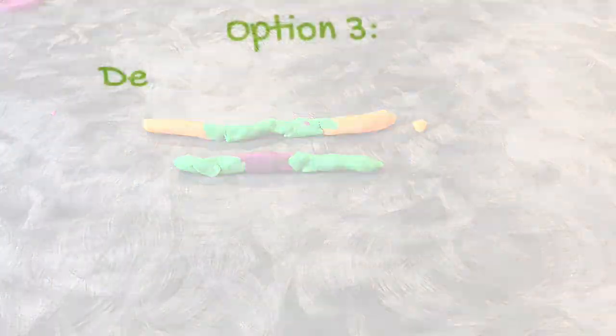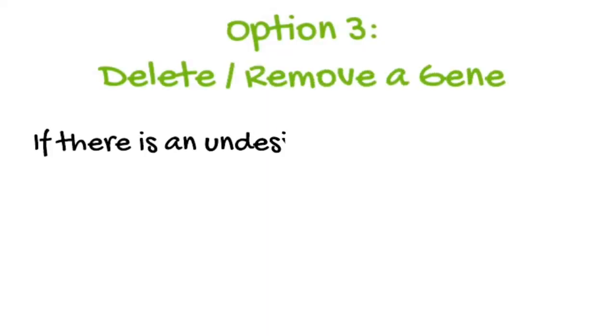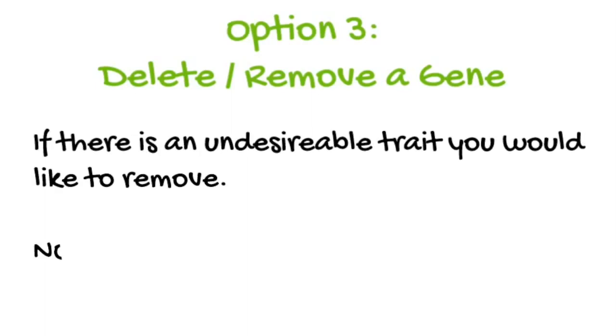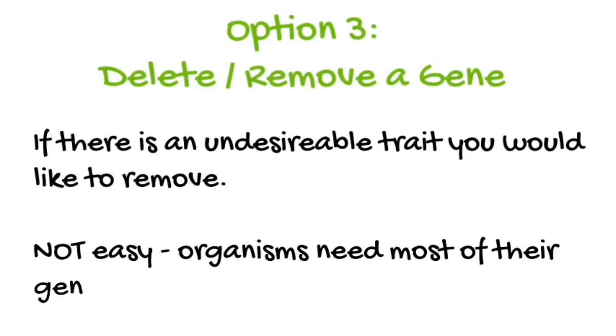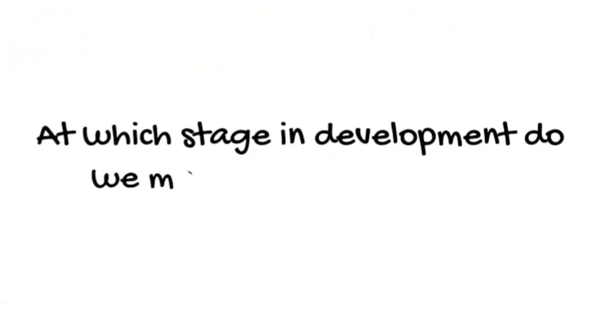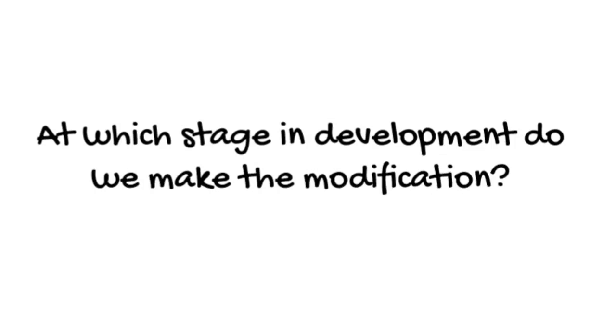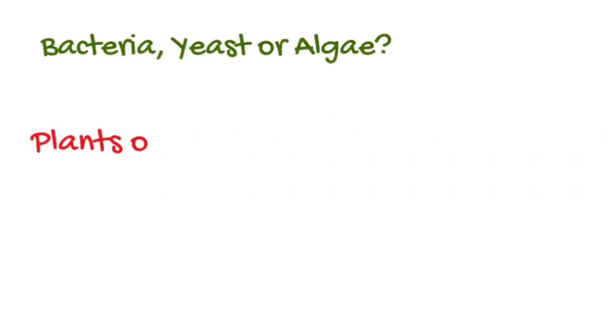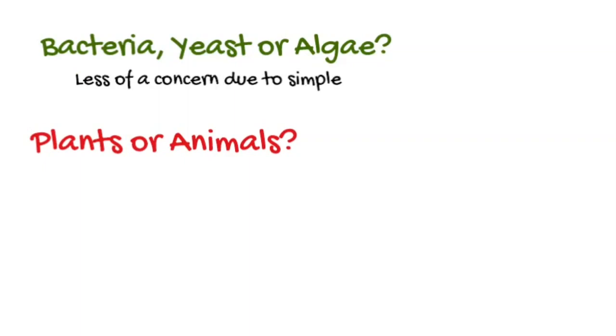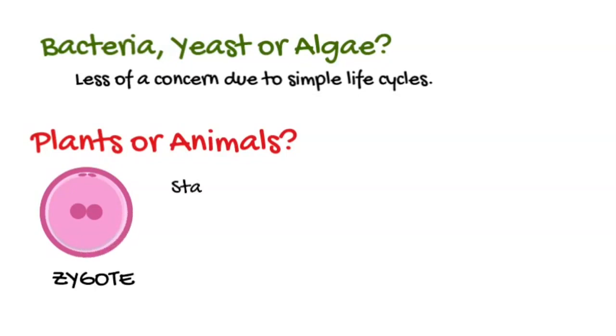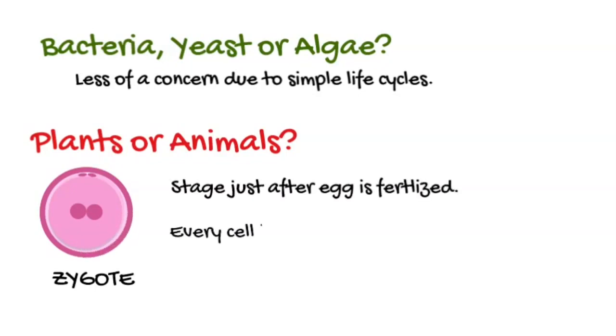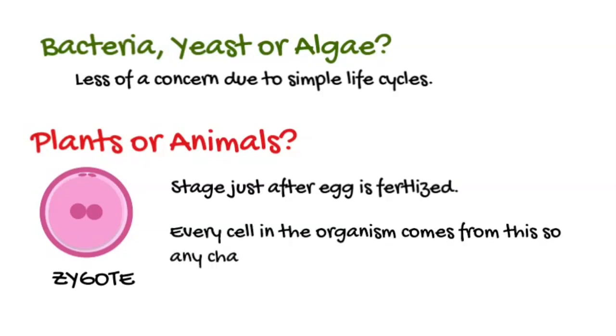It might be tempting to consider deleting or removing a gene, but this needs to be cautioned against because organisms tend to need most of their genes. Remember, we want our modification to be passed on to the organism's offspring. For simple organisms like bacteria, yeast, or algae, this is less of a concern. But for plants or animals, the change must occur in the zygote stage. This is the only way to guarantee that any changes we make will be carried through to every cell in the offspring.